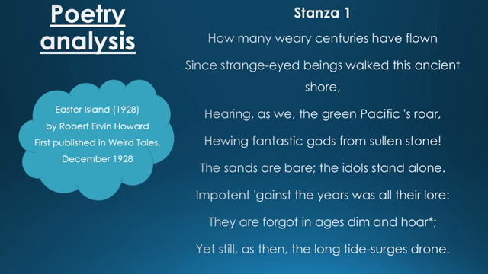Hewing fantastic gods from sullen stone. So hewing is when you chop or cut something with an axe or a pick. And so these idols or pieces of stone that have been hewed, I'll show you a picture of them. That is what he is busy saying. So he says that these are fantastic gods that have been hewed and chopped away at to make these images out of stone.